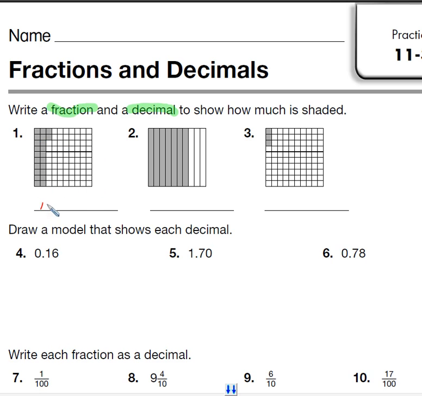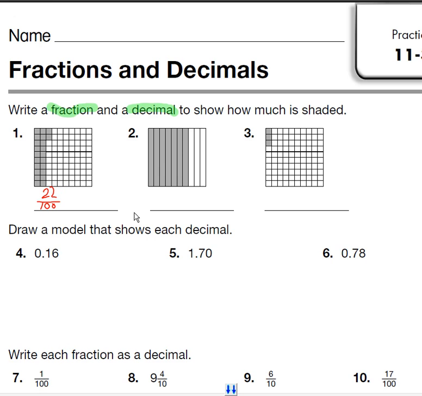to be breaking it into 1/100ths. That's going to be your denominator. Okay, the numerator, these are rows of 10, so this would be 10, 20, 21, 22, and we would say that is 22/100ths.